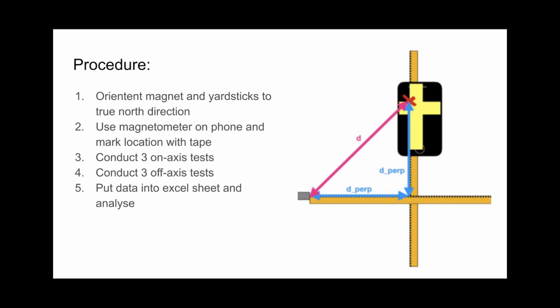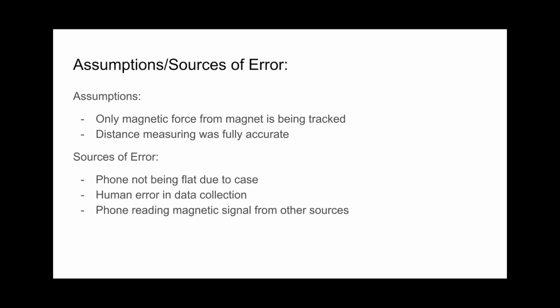So the procedure was to orient the magnet and yardsticks to the true north direction to cancel out the impacts of the Earth's magnetic field, and then use the magnetometer app on my phone and mark with tape where the magnetometer is on the phone. Then conduct 3 tests on the axis, and then conduct 3 tests off the axis to reduce error, and then put that data into an Excel sheet to analyze.